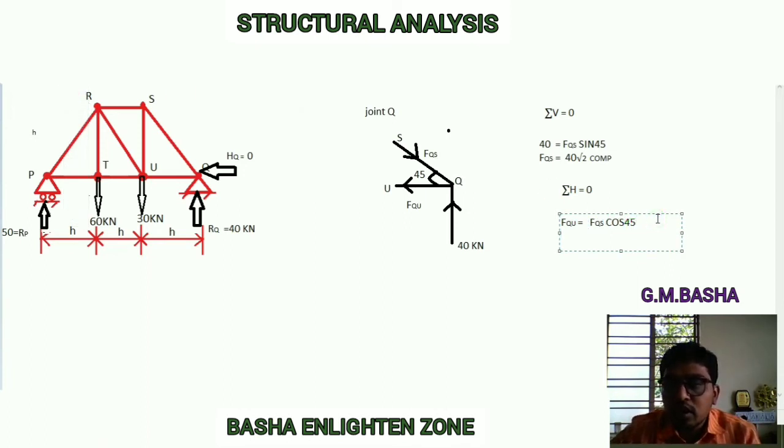Then simplify this. Already you know the force in the member QS is equal to 40 into root 2. I will substitute 40 into root 2. Again cos 45 degrees equals 1 by root 2. So cancel the root 2 and root 2. You will get the force in the member QU equal to 40 kilonewton.